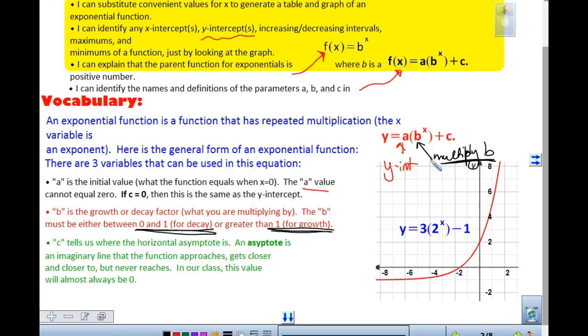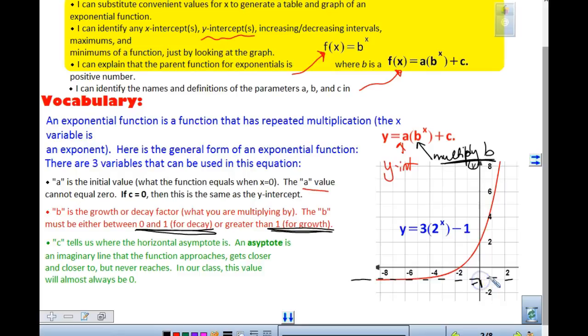If we are reading c, as I look at that, Abby. C tells us where the horizontal asymptote is. An asymptote is an imaginary line that the function approaches, gets closer and closer to, but never reaches. Keep going. And our c is almost always going to be 0, but in this example that I give you, this line gets really, really close to, but it never would hit -1.